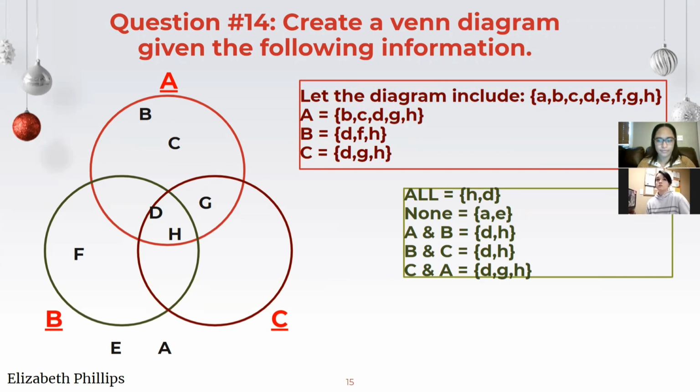Again, with circle B, we don't have F in our little things that we made with our letters to determine what goes where. So F is going to be only in B. And when we finally get all this sorted out, we'll eventually have a Venn diagram that looks like the one to the left.